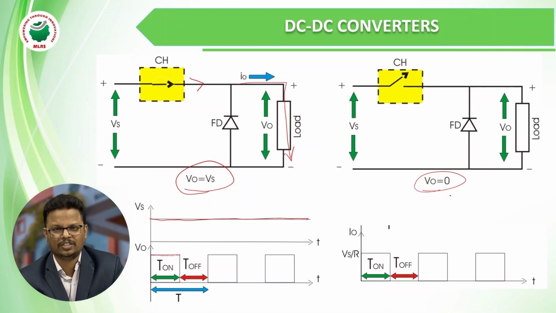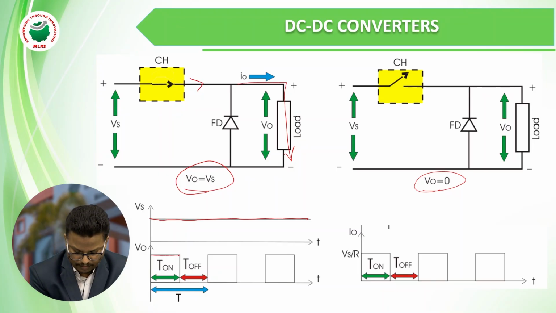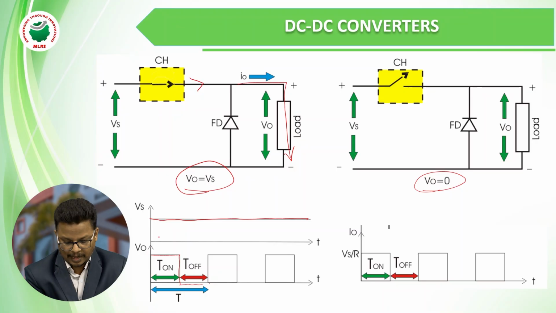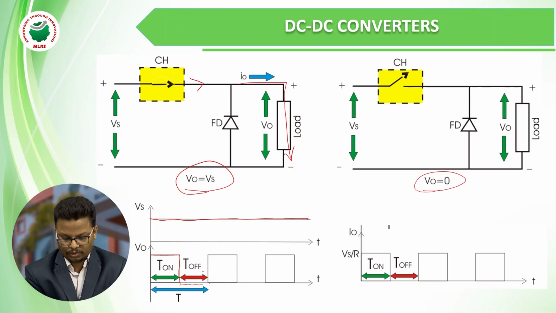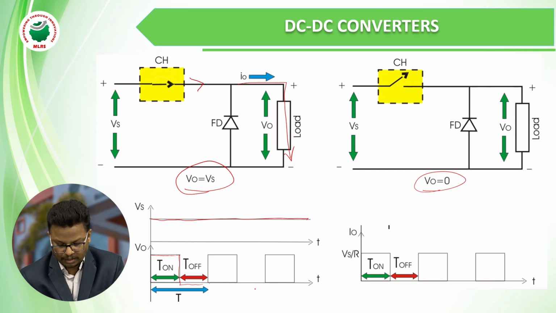Why? Because it is a resistive load, so the output current is 0 and the output voltage is also 0. So we will get the output as 0. When it is on, we get an output voltage V naught equal to Vs, and when it is off, we get output equal to 0. By this, we can observe the fixed voltage turned into the variable voltage.